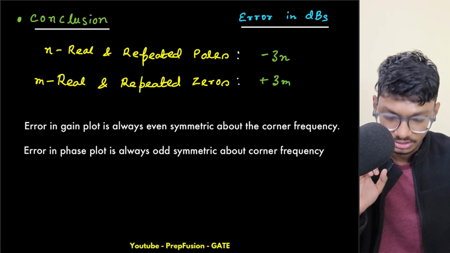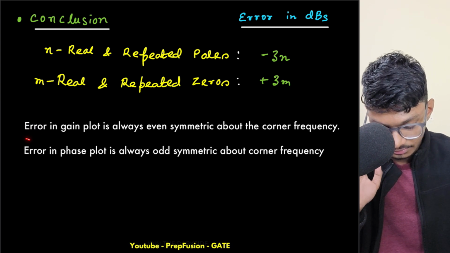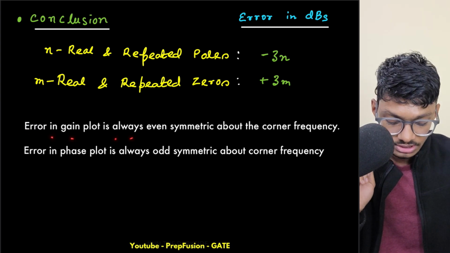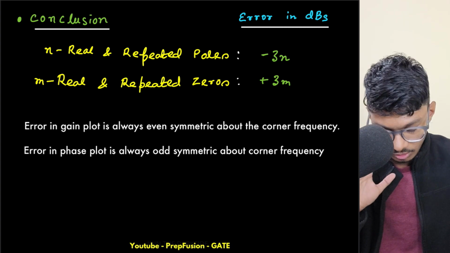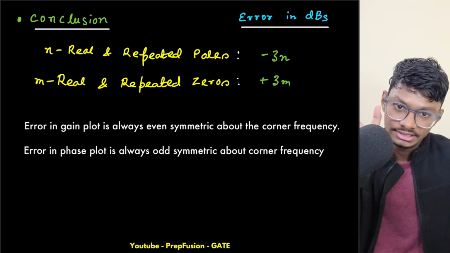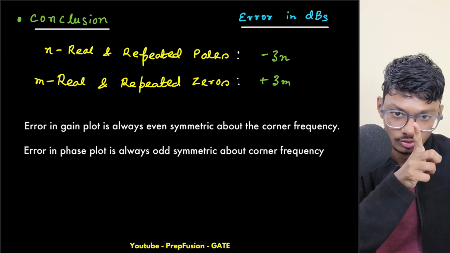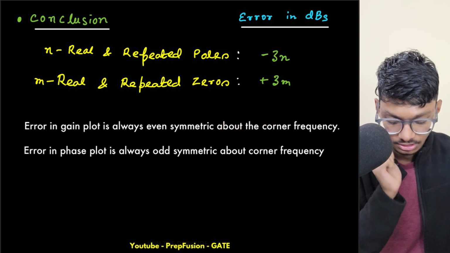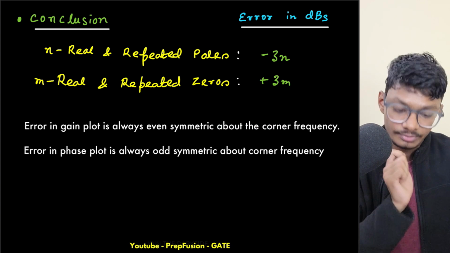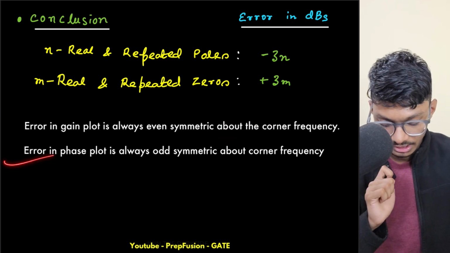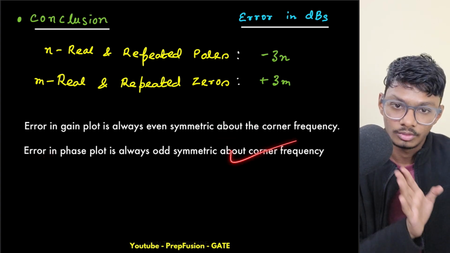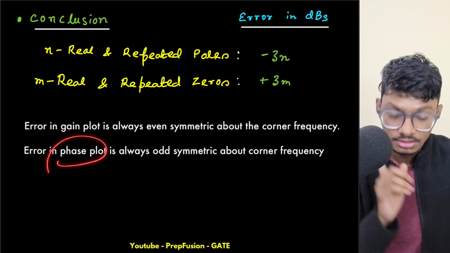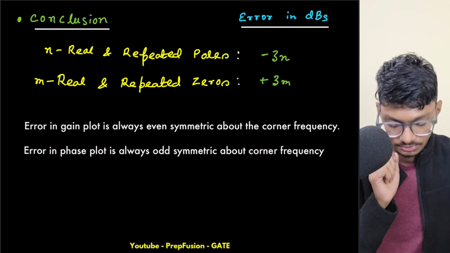What is important thing, even like error in gain plot is always even symmetric about the corner frequency. Why? Because initially the error is increasing, then it reached the corner frequency, there the error becomes maximum, then the error reduces. So error in gain plot is always even symmetric about corner frequency. Error in phase plot is always odd symmetric about corner frequency.